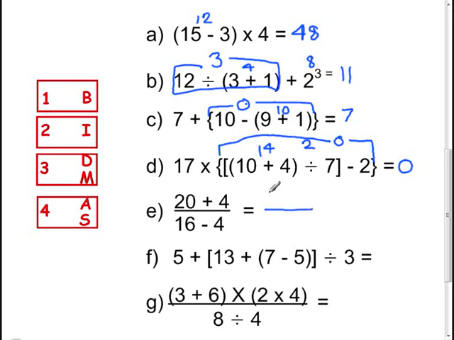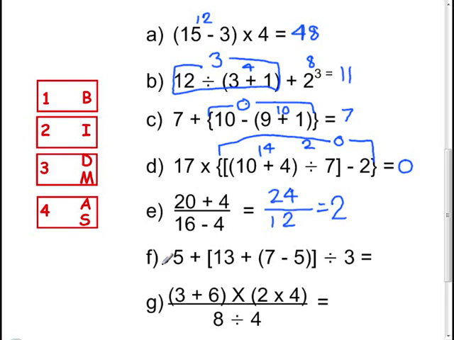20 plus 4, that's 24. And then 16 minus 4, that's 12. I've solved the top, solved the bottom. Now the bottom number gets divided up into the top number. How many 12s are in 24? Well, there are 2 exactly, with no remaining.